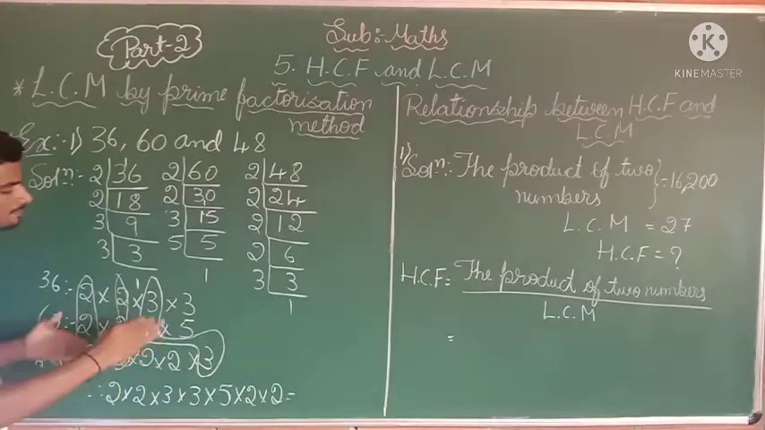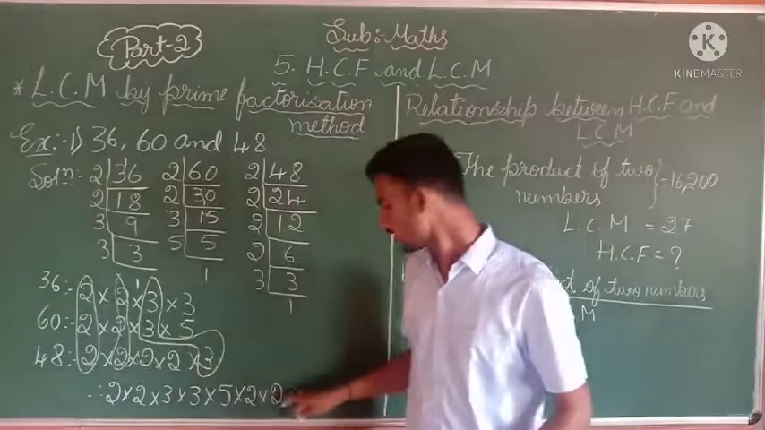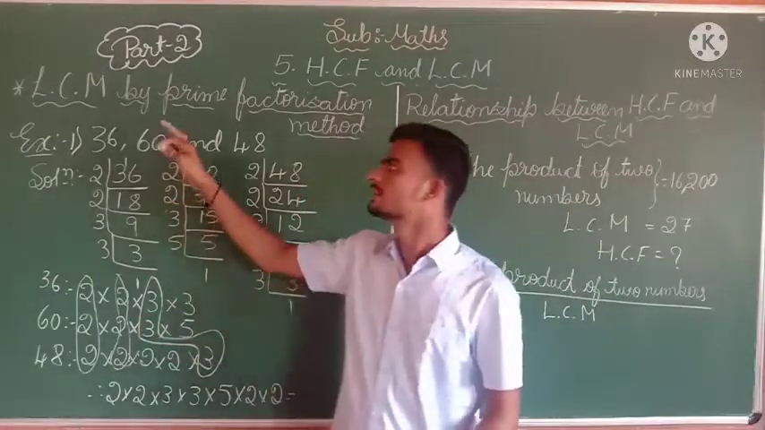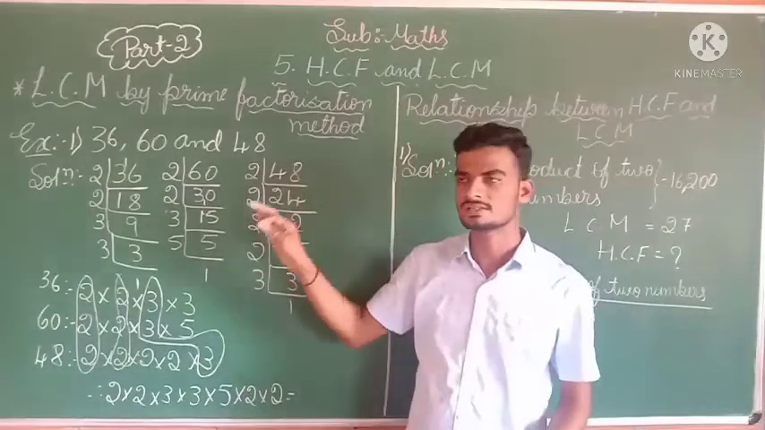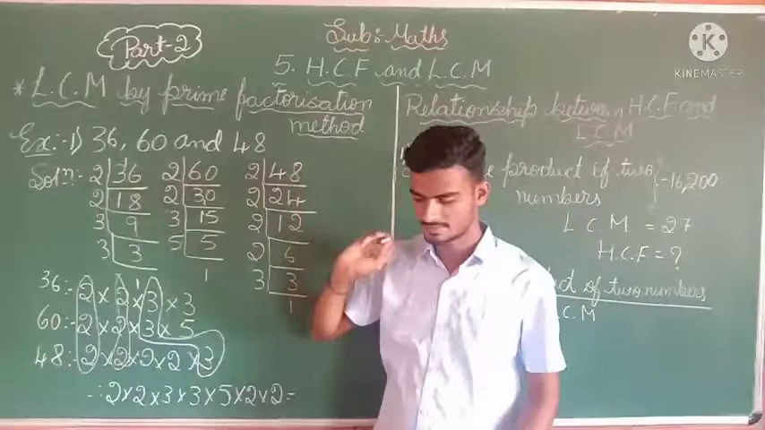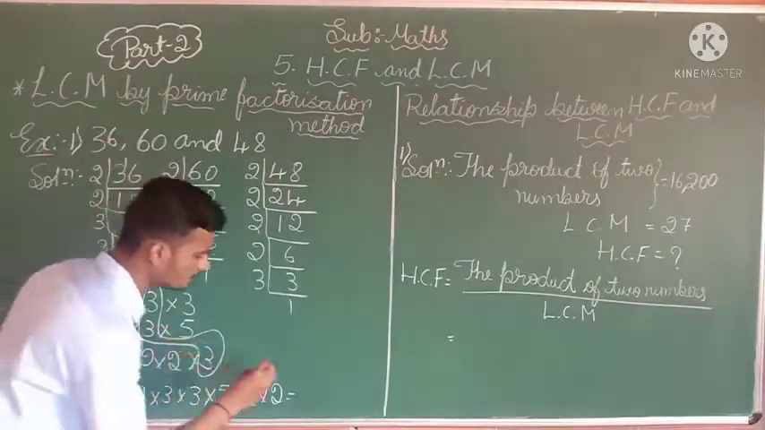Now you want to multiply here. Okay, the product you will get after multiplying these numbers, that itself is the LCM. That itself is the LCM of these three numbers. Now you will find the LCM, that is 720.